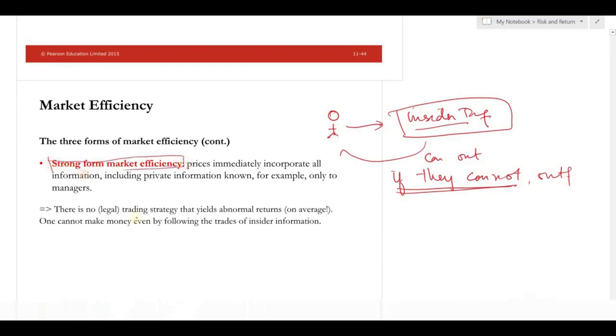Okay, so for instance, only the managers know some private information. So if even the managers cannot outperform the market, it means the market is very strong and efficient. Nobody can get extra return over the other participants.